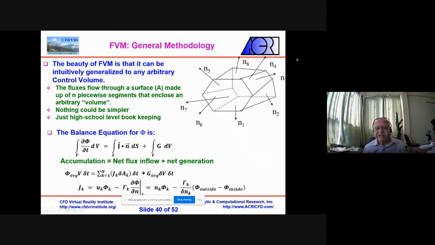Now let's look at a general form. It could be a polyhedral this way. Basically, you have a number of surfaces, all these surfaces that this control volume has. So it can be generalized. That's the beauty of it, without too much conceptual problem. If you generalize a finite element method, you create a lot of mathematical complexities. But for finite volume, it's very easy to generalize to any kind of arbitrary volume.